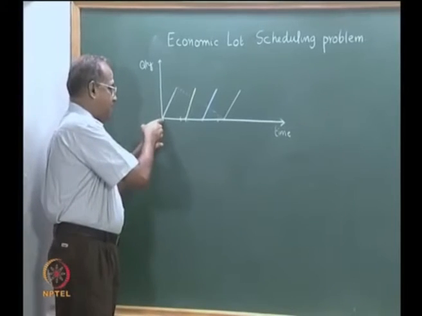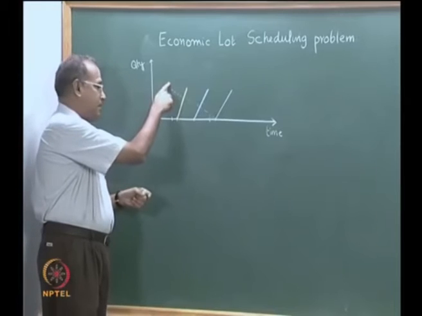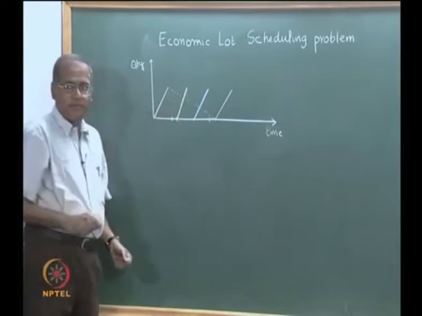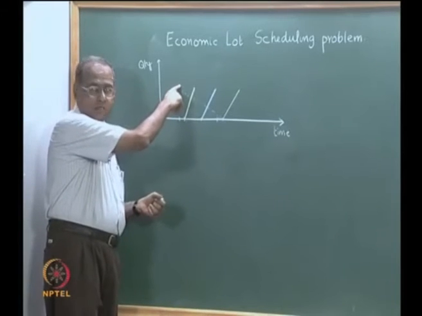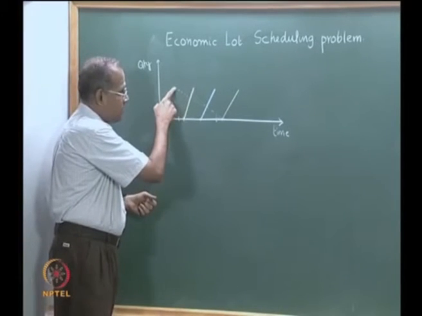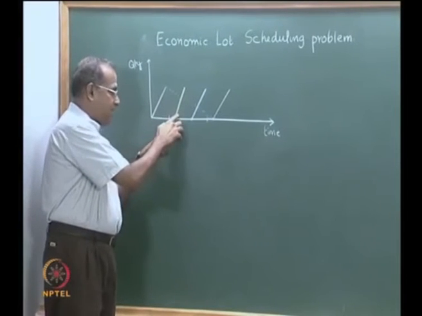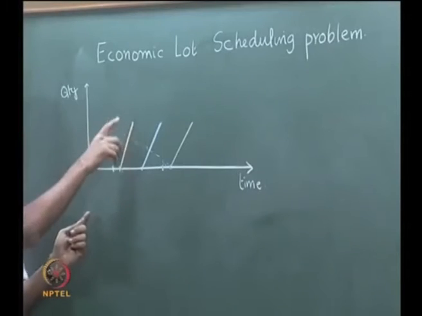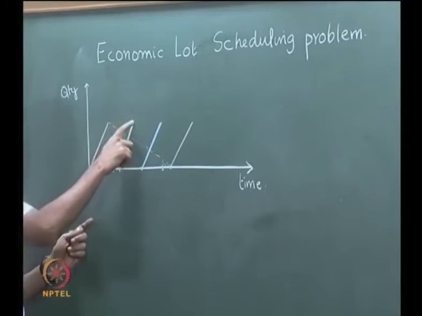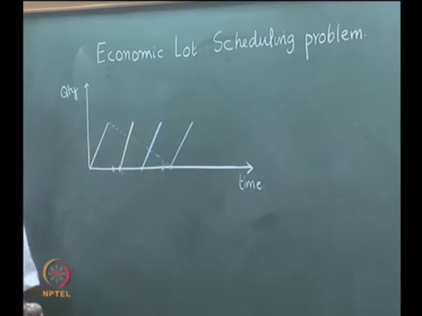So the first item is produced for a period, say T1, and then inventory is built up, and this inventory is used to meet the demand for the rest of the period. Then we produce a second item, which is shown in yellow, and we consume while we produce, and then inventory is built up, and this inventory is used to meet the demand for the rest of the cycle.